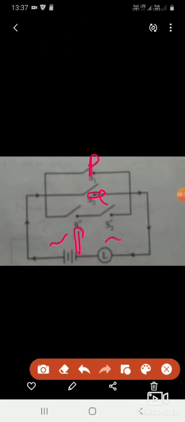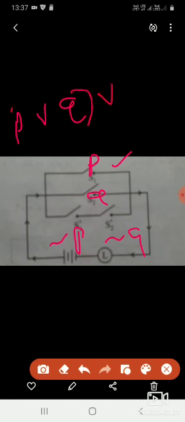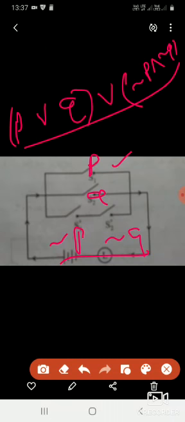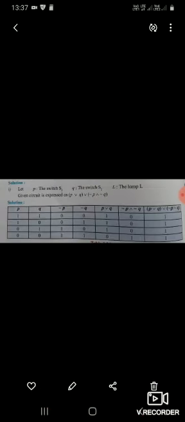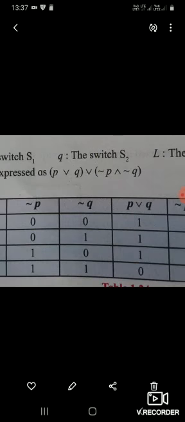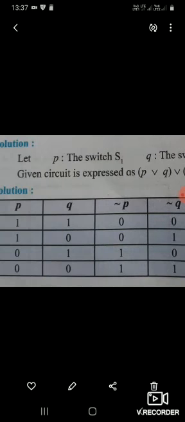See, first P, then Q, negation of P, negation of Q. Listen, first it should be P or Q, and negation of P and negation of Q. This is the symbolic form. In this symbolic form, listen, it is written over here. This one should be verified.